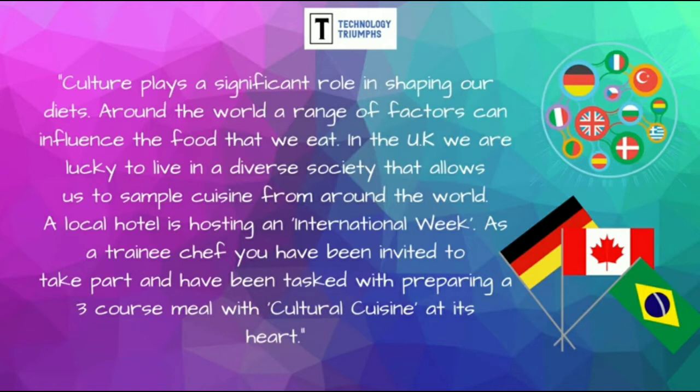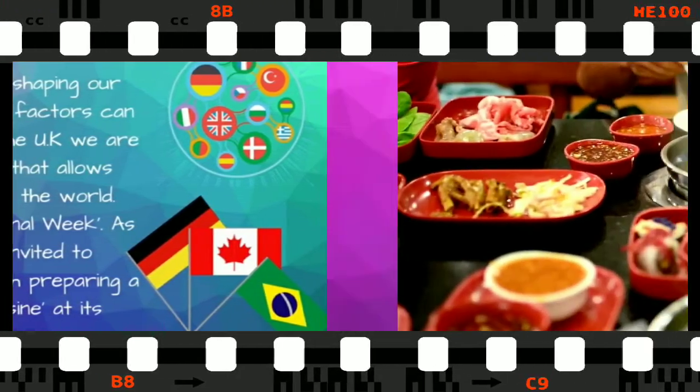Another important key point is the scene in which you are being asked to prepare this meal. It's a local hotel. This gives us some kind of idea as to what the types of food should be that you're serving. This is not going to be a takeaway service. And then finally, you've been asked to develop a three-course meal. Traditionally, this would be a starter, main and dessert. So this is something also very important to think about in your planning.